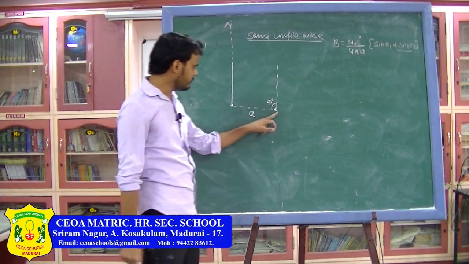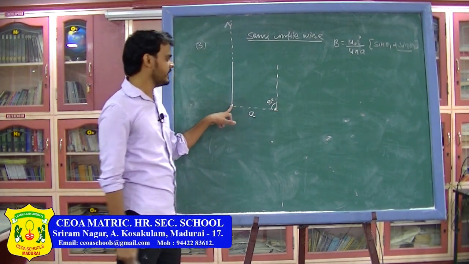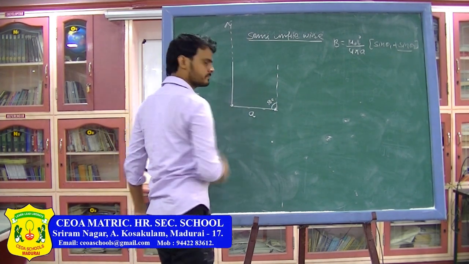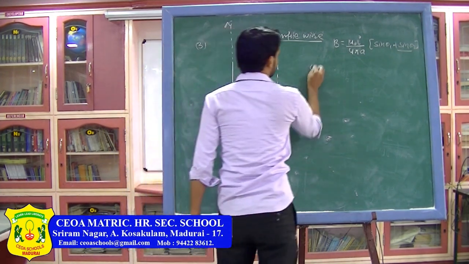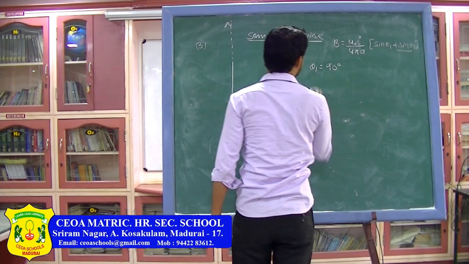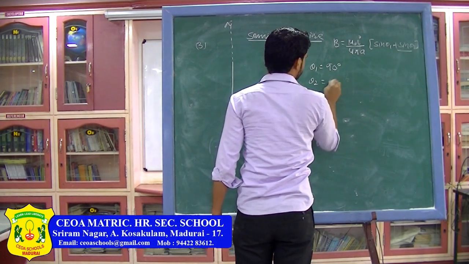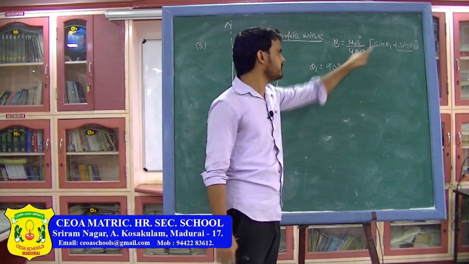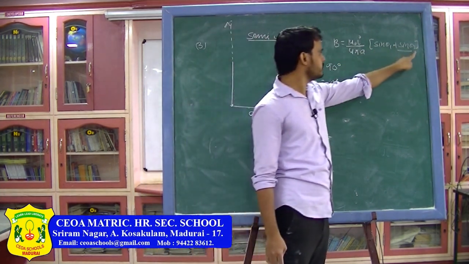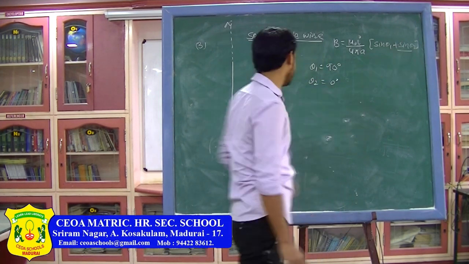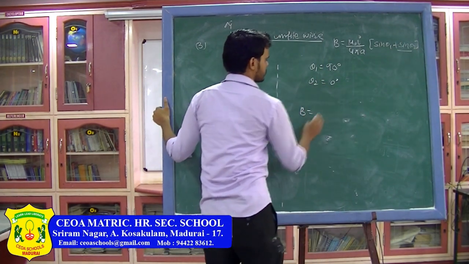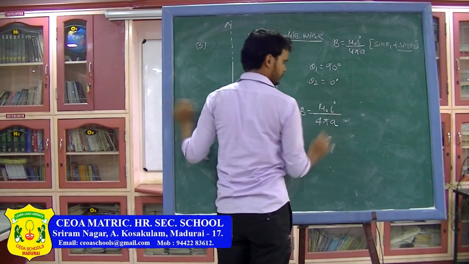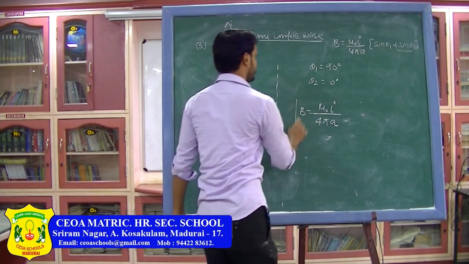Theta 2 is the angle between the line joining this point and the other end, and this dotted line. So here the angle will be 0 degrees. So theta 1 is equal to 90 degrees and theta 2 is equal to 0 degrees. If you replace these two values, sin 90 degrees will be 1 and sin 0 will be 0, so this whole term will become 1. So here the magnetic field will be mu naught I divided by 4 pi a. This is the magnetic field due to a semi-infinite wire.